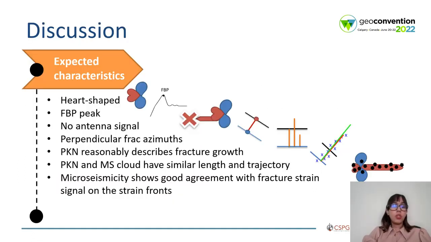After all these analyses were done, we compiled a list of the expected characteristics, displaying the different observations to make the analysis of each stage easier. These characteristics are a noticeable heart-shaped tip, a nice formation breakdown pressure, a lack of antenna signal, and azimuths with perpendicular propagation. The fracture growth is reasonably described by the PKN model, meaning the DTS heat fractures are close to the monitoring well. The PKN fracture and the microseismic cloud have similar length and trajectory. And finally, the microseismicity overlays on top of the fracture strain signal.